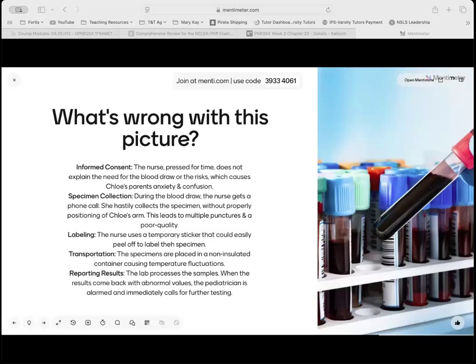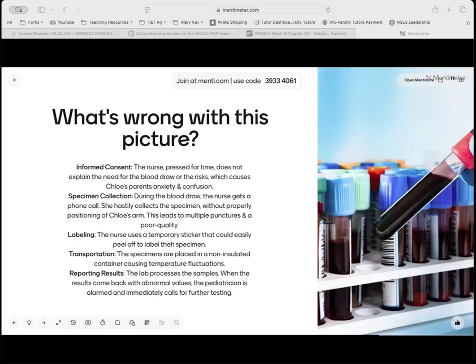She's pressed for time, so she doesn't explain to the parents or to Chloe what she's doing or the risks. So obviously they are very anxious and confused. So what's the problem with just rushing in and drawing labs without explaining? It sends you into a panic. Yeah. Makes you think there's something more wrong than what you already think is wrong.